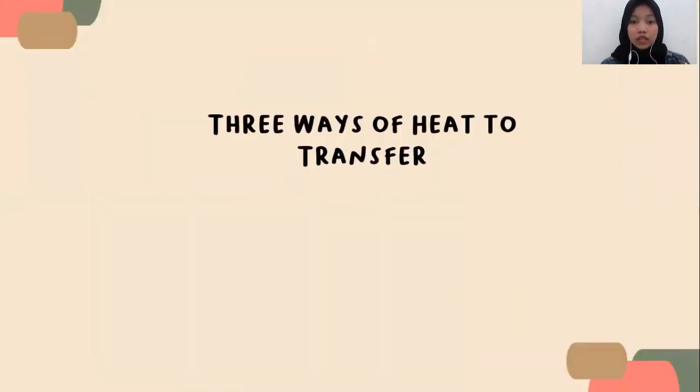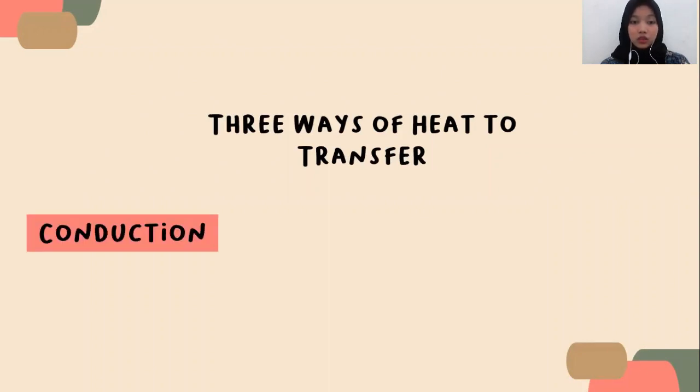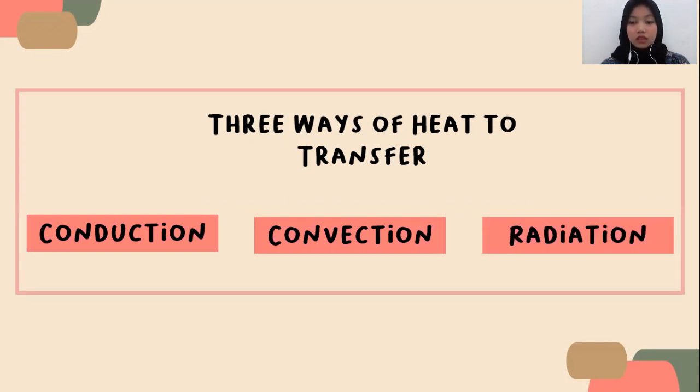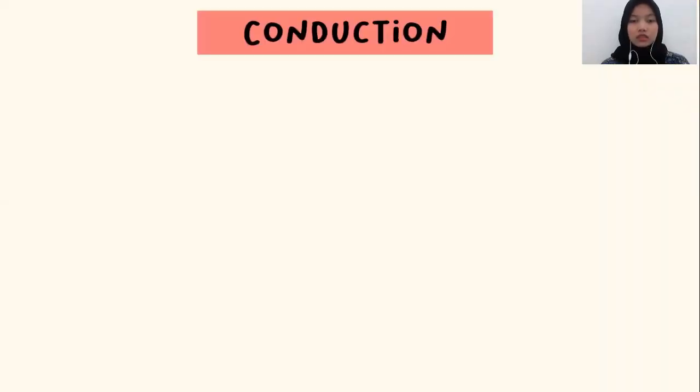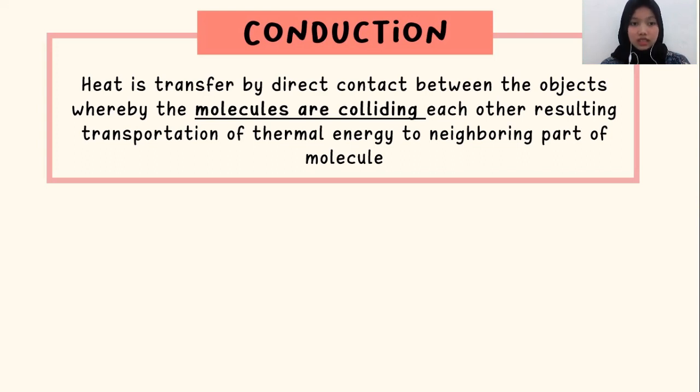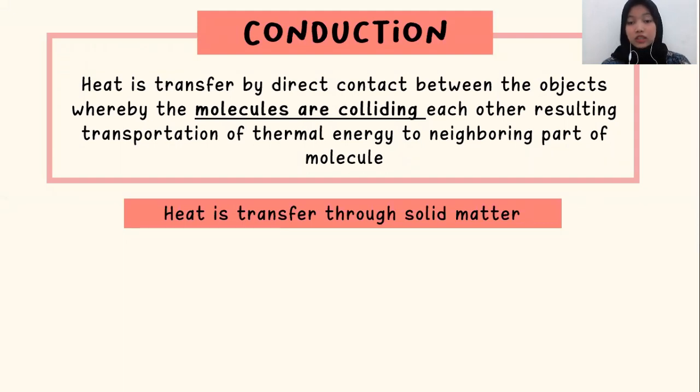There are three ways for heat to transfer. The first way is conduction, the second is convection, and the third is radiation. Here we go first to conduction. What is conduction? In conduction, the heat is transferred by direct contact between the objects, whereby the molecules are colliding with each other, resulting in transportation of thermal energy or heat to neighboring parts of molecules. Here we have to underline that conduction is heat getting transferred by direct contact while the molecules are colliding. We say that heat is transferred through solids.